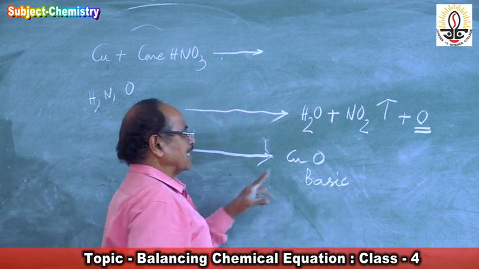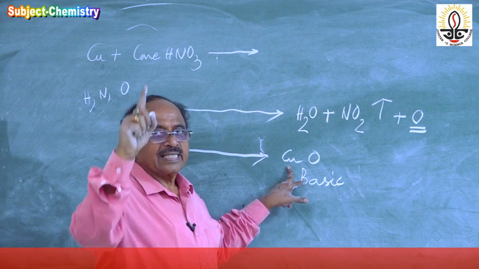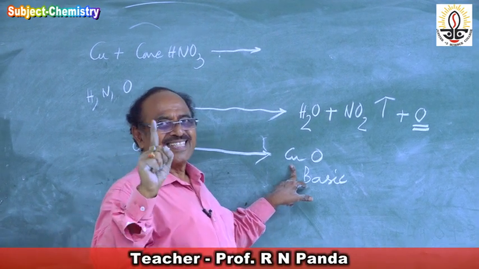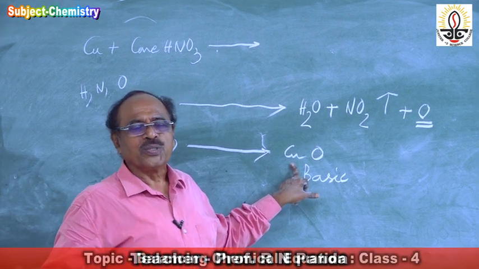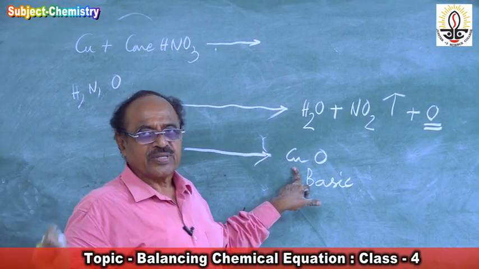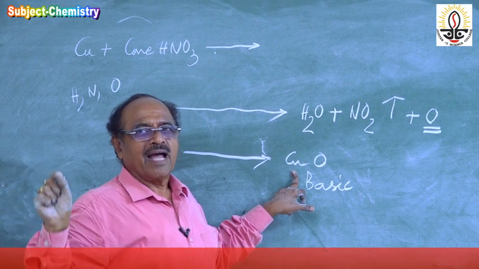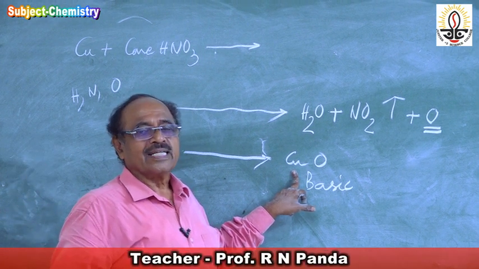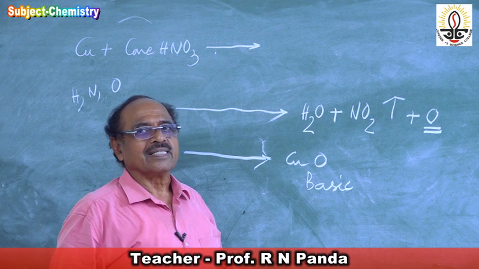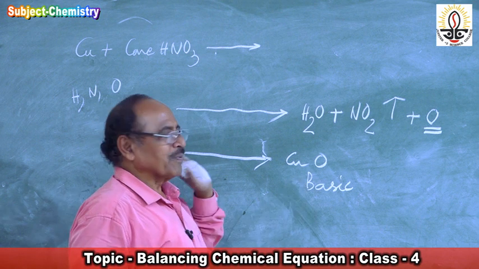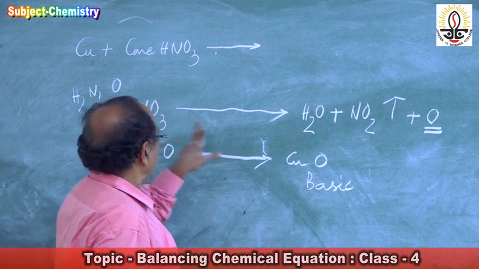Why? All metallic oxides are basic. I told you about acidic oxide, basic oxide, amphoteric oxide, neutral oxide. That is the reason that before teaching you balancing chemical equations, I taught you acidic oxide, basic oxide, amphoteric oxide, neutral oxide, so that I can explain the balancing of chemical equations better. So I got copper oxide. So I will balance this equation.